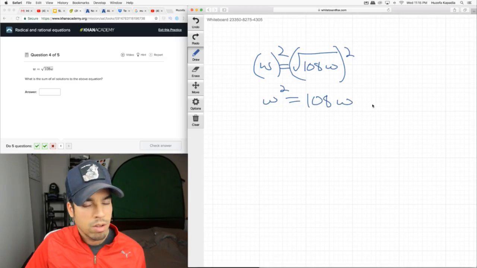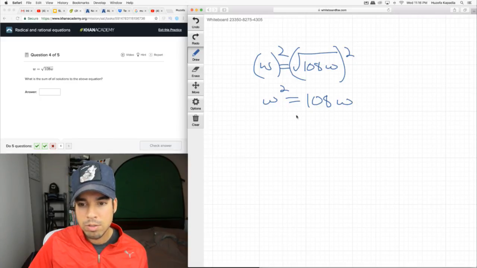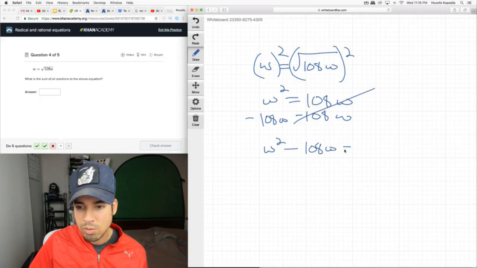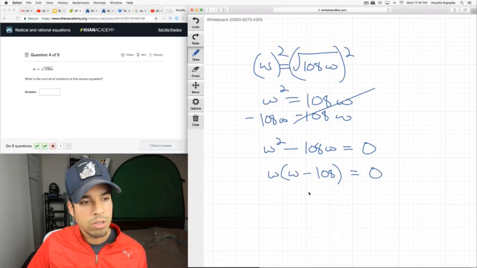All right. Now, this one's not going to be so bad because I can do one of two things. I can move this over. Subtract 108w from both sides. We get w squared minus 108w equals 0. Then I can factor it out like this: w times (w minus 108) equals 0. And I got two solutions for w.